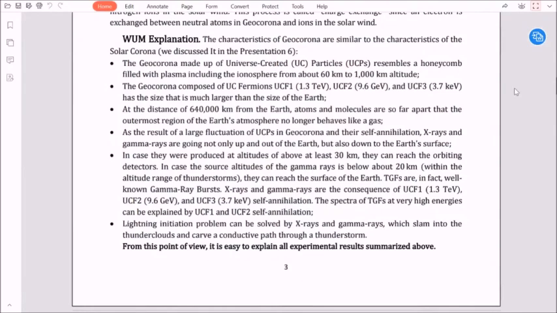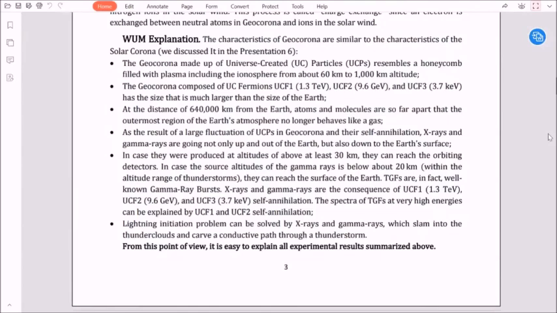At the distance of 640,000 kilometers from the Earth, atoms and molecules are so far apart that the outmost region of the Earth's atmosphere no longer behaves like a gas. As the result of large fluctuation of UC particles in geocorona and their cell annihilation, X-rays and gamma rays are going not only up and out of the Earth, but also down to the Earth's surface.